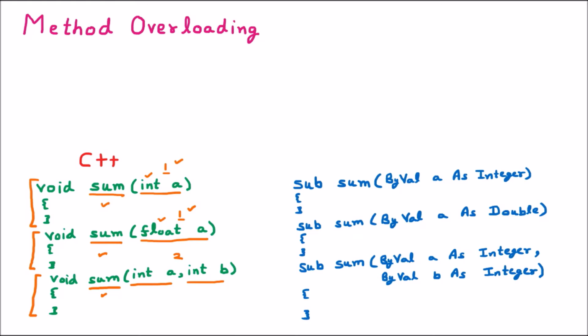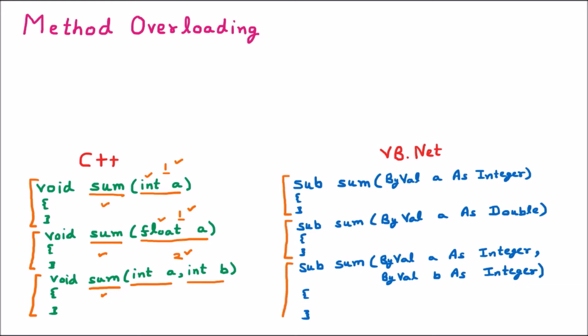Different number means here you can see that we are passing 2 arguments. So there is no comparison, because 1 argument and 2 arguments, there is no comparison. Now I'm taking the example of VB.NET. In VB.NET, we have taken the same procedures. Here we have 3 procedures, same as in C++.